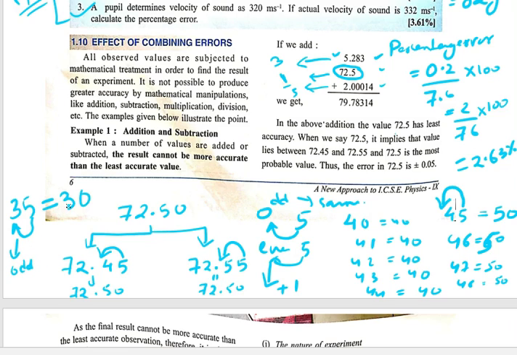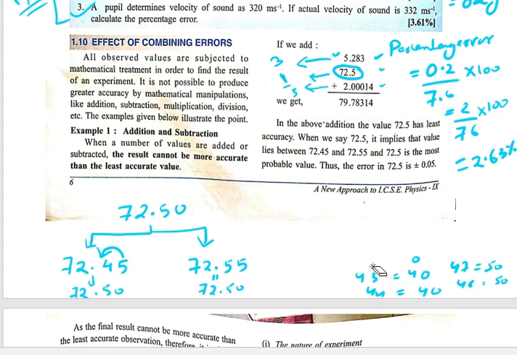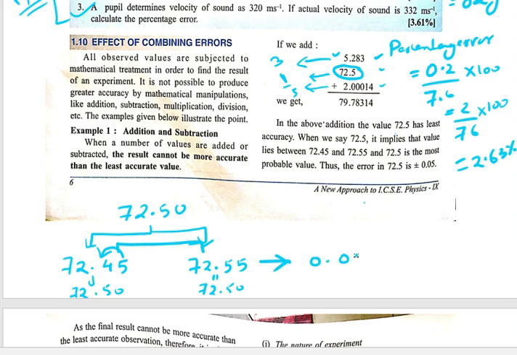Okay, but if it is 45, then it is treated as 50. So that means if we say 72.5, we are in 72.50, which can be written as either 72.45 or 72.55; both are the same. So what is the error? We have to subtract these two, then only we will get the error. If we subtract, it will obviously be plus or minus 0.05. Thus the error is 0.05.